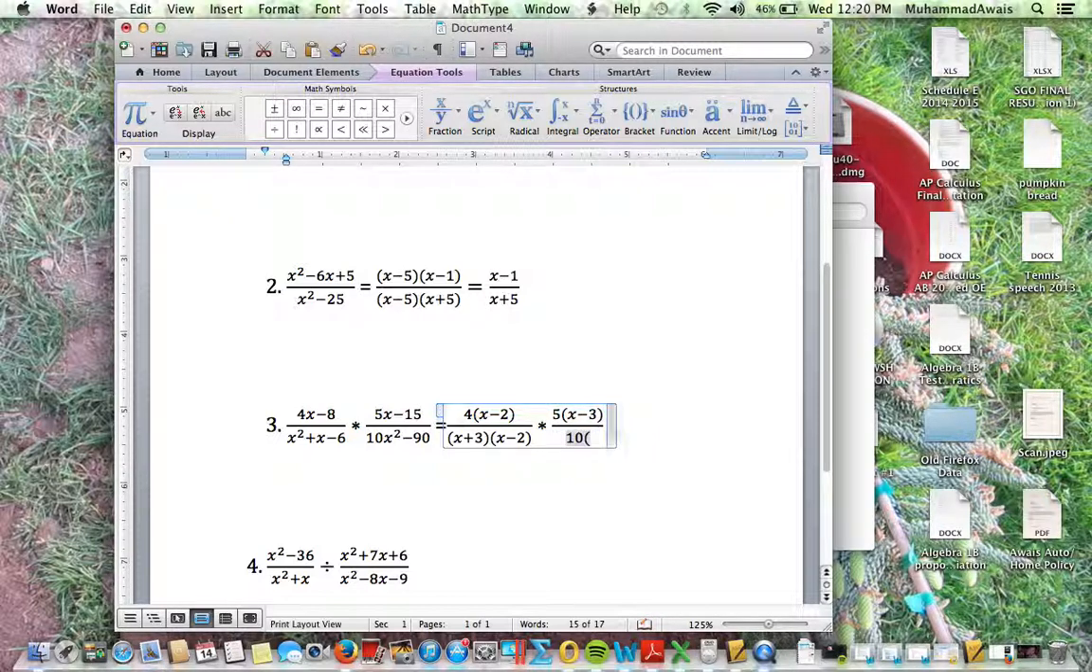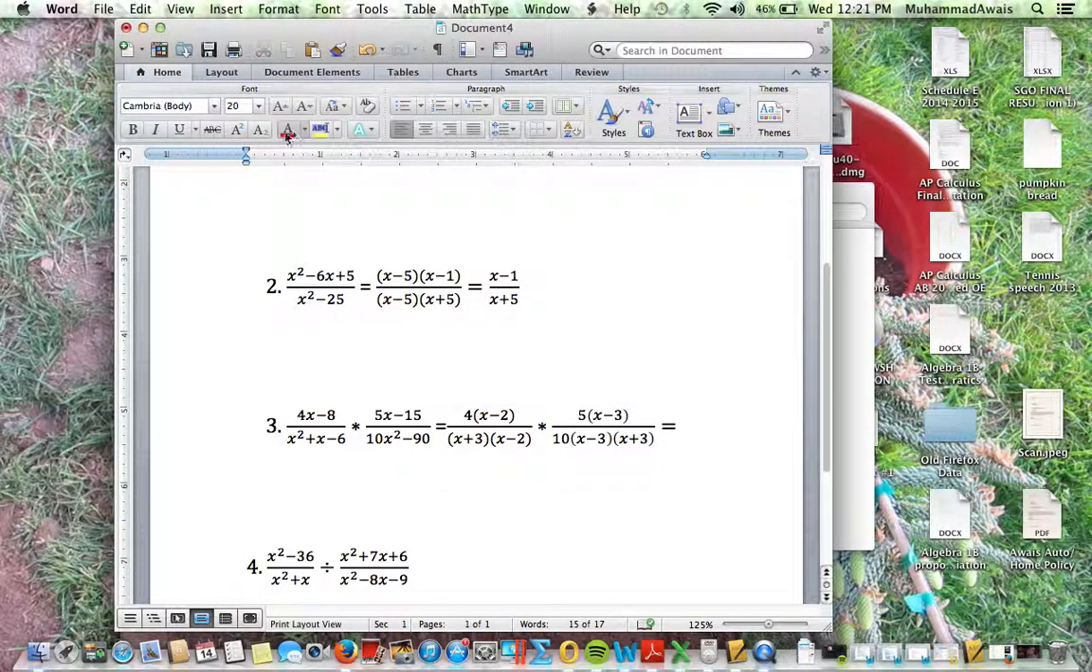And you could always rewind and factor x squared minus 9 to x minus 3, x plus 3. Now, bear with me on this one. Look to see where I'm going to cancel. I cancel out this x minus 3 with this x minus 3.